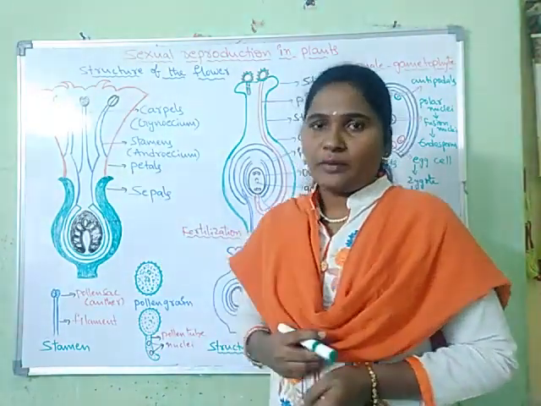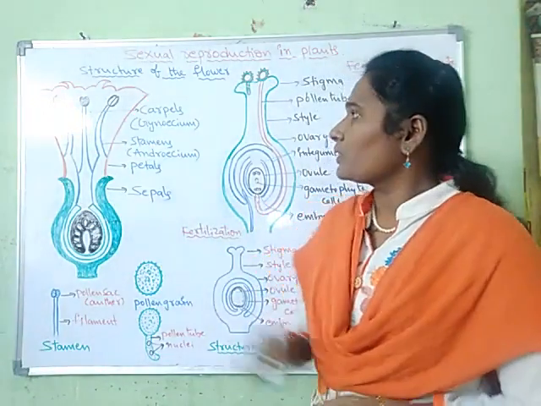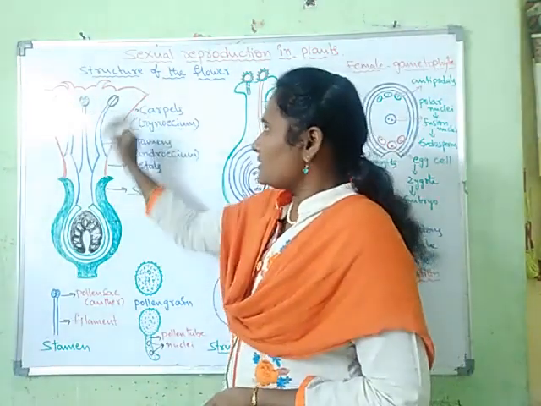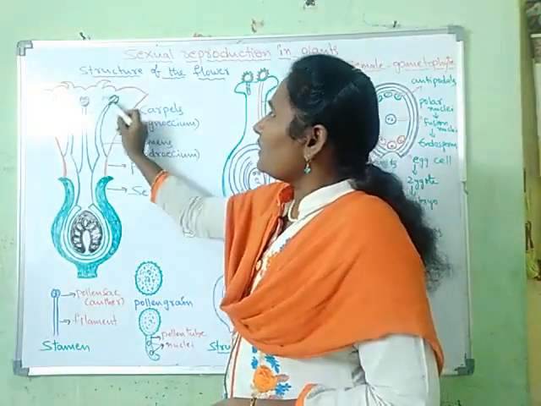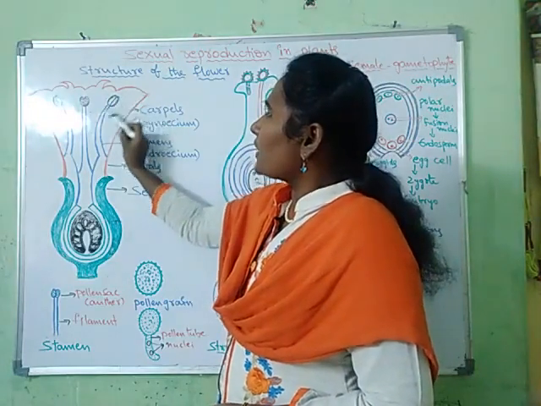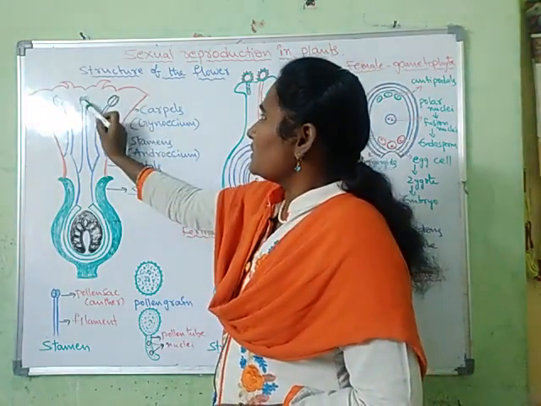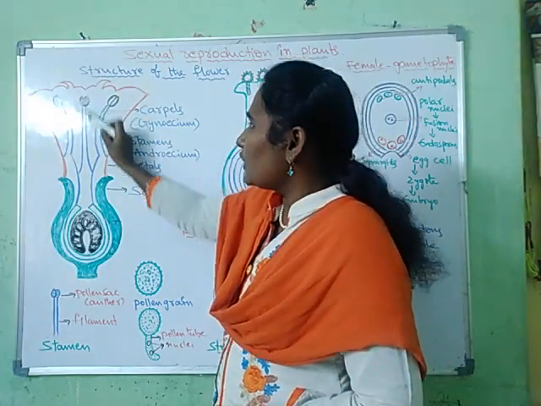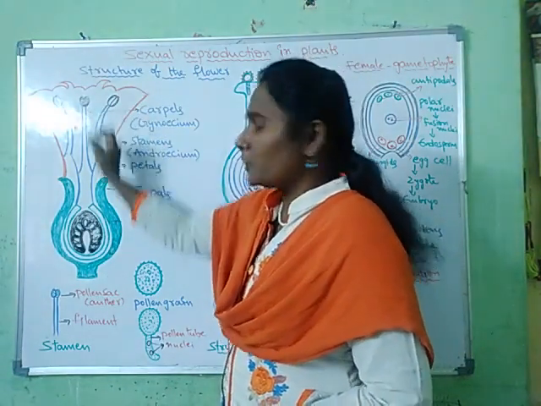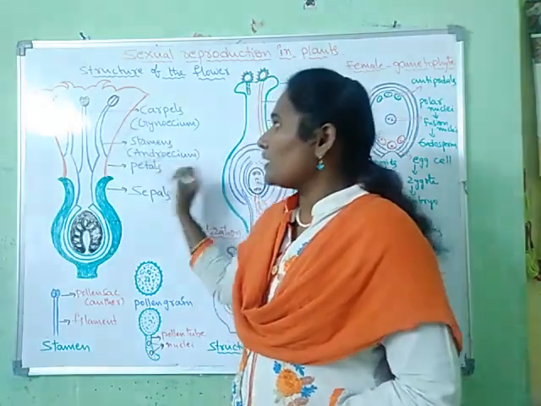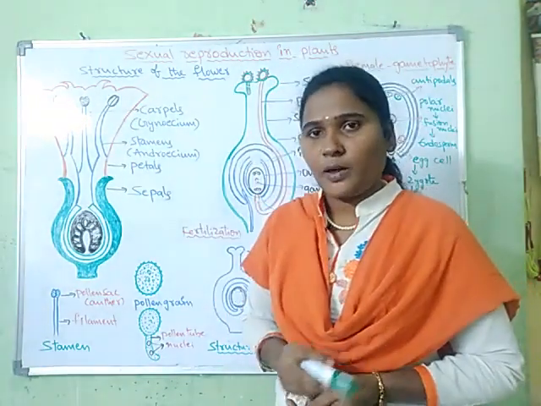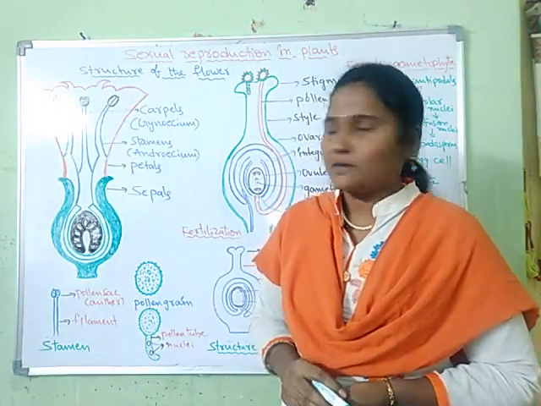So, already you know about pollination. In some plants, the male reproductive cells of the stamens fertilize the female sex cells of the carpels of the same flower. This is called self-pollination, like pea plants.